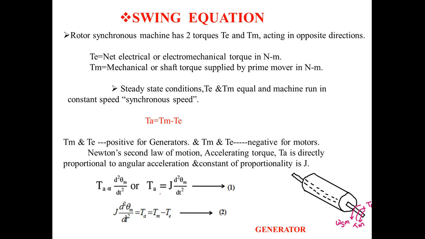So swing equation means it's the behavior of synchronous machine during the transient period. So during the transient period what happens? Okay, so here the rotor of the synchronous machine has two torques. One is Te and the other is Tm. So Te represents net electrical or electromechanical torque in Newton meter and Tm represents mechanical torque at the shaft of a rotor which is supplied by the prime mover in Newton meter. Also here Ta represents net accelerating torque, unit is Newton meter.